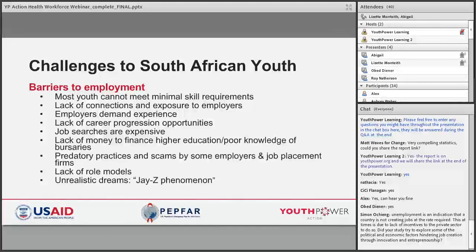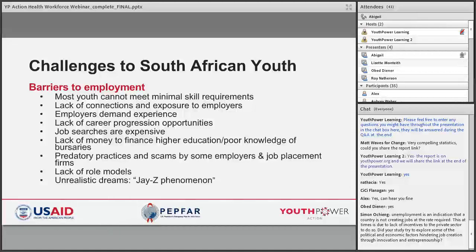On top of these challenges, there were existing and are existing predatory practices and scams, often by employers and job placement firms. These individuals took advantage of youth vulnerability, their low bargaining power, and their lack of knowledge. This was often quite disheartening for youth. There's also a significant lack of role models and mentorship, and this can contribute to what was called the Jay-Z phenomenon, which is where youth have unrealistic dreams or understandings of employment fields and what jobs they can apply for, particularly in terms of the broad scope of employment.